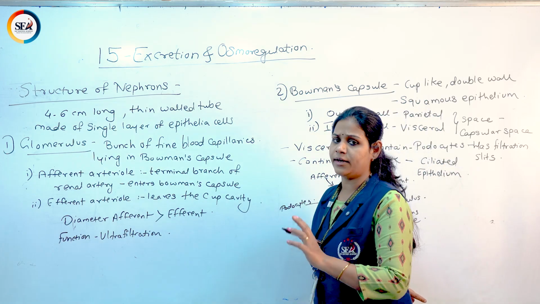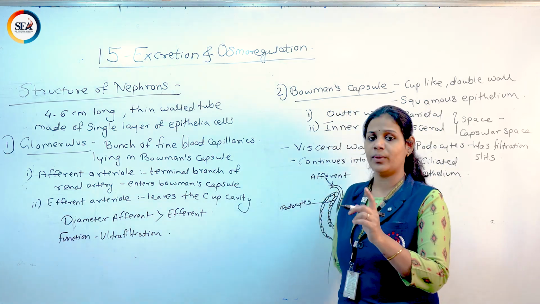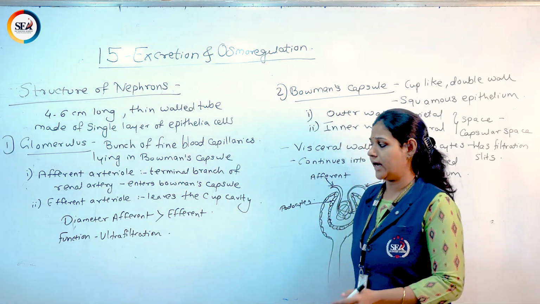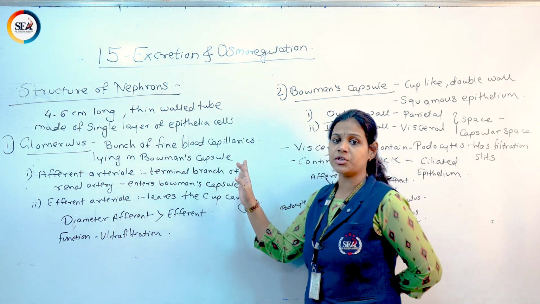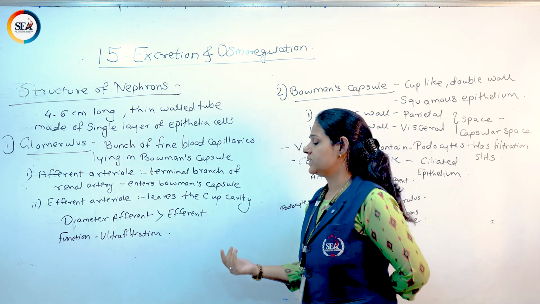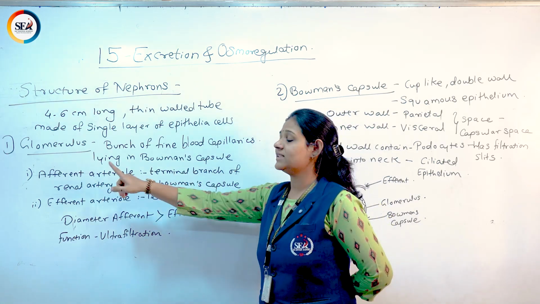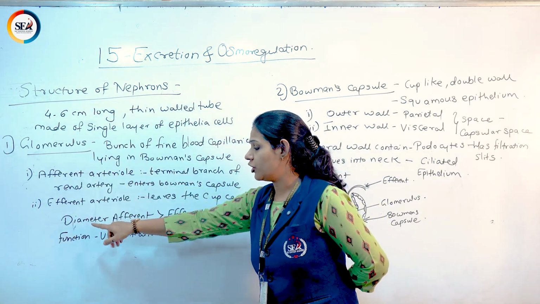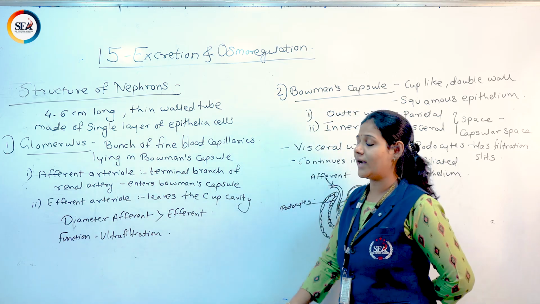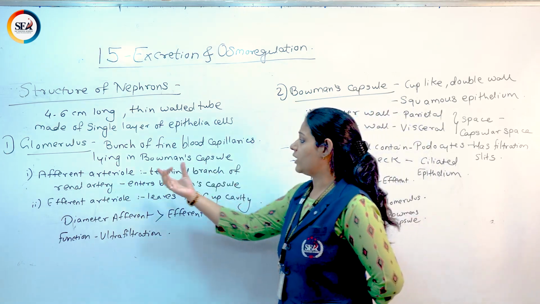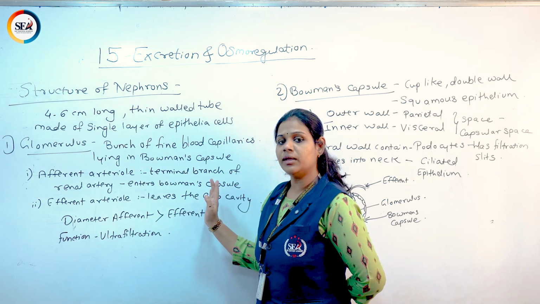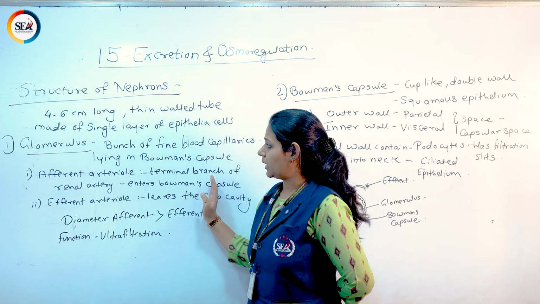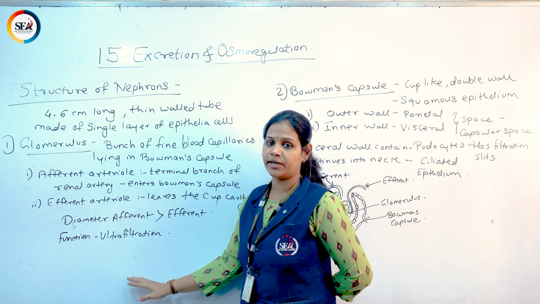There are two arterioles which arise from the glomerulus. One is the afferent arteriole and second is the efferent arteriole. The afferent arteriole is the terminal branch of the renal artery which enters into the Bowman's capsule. The arteriole which leaves the cup cavity is called the efferent arteriole. The diameter of the afferent arteriole is always greater than that of the efferent arteriole. The main function of this glomerulus is ultrafiltration.